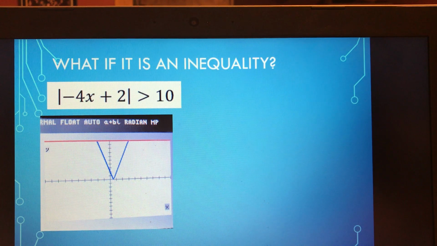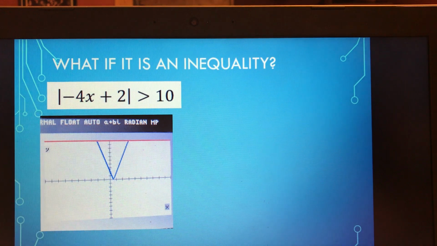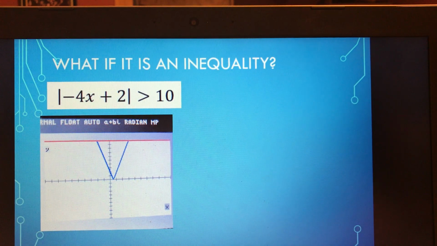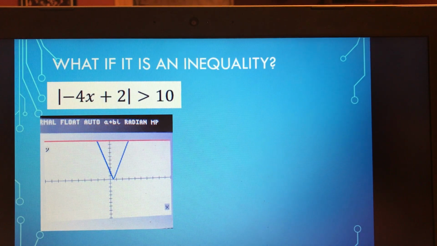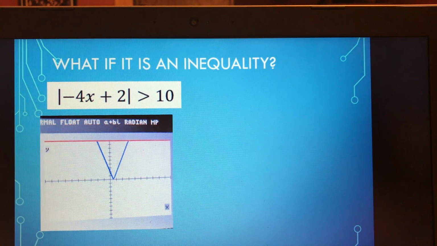Now, if we were looking for where it equals, we would look for these two points. Now, what would those two points be? Very good. Looks like negative 2 and 3. Now we don't want it to equal that value. We want it to be greater than that value. So where is that blue part, the absolute value part, greater than 10? Now notice our 10 is our red line here.